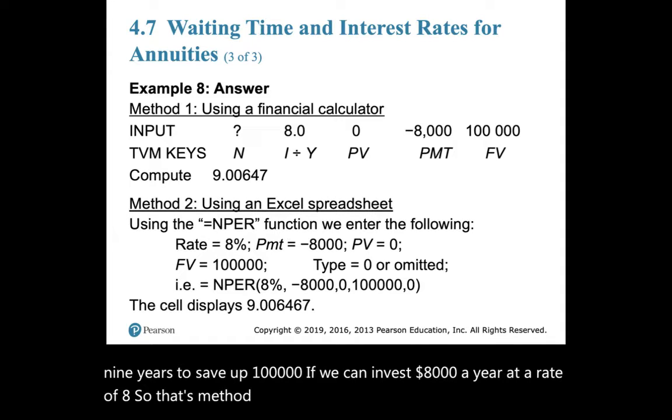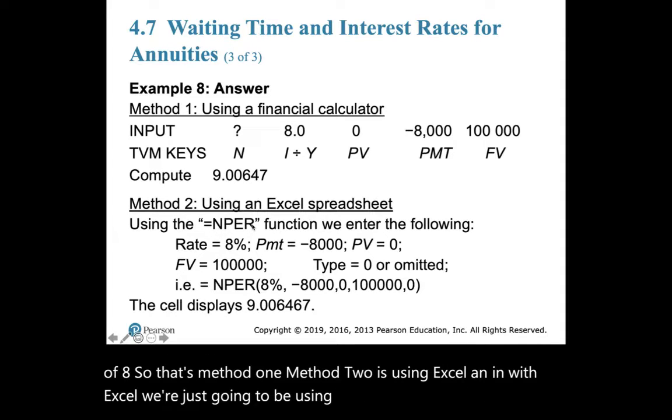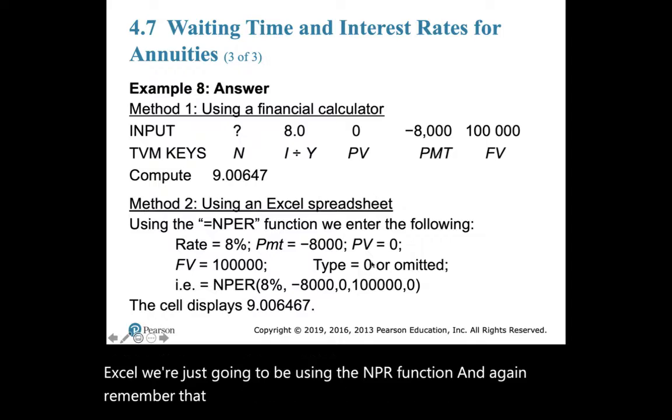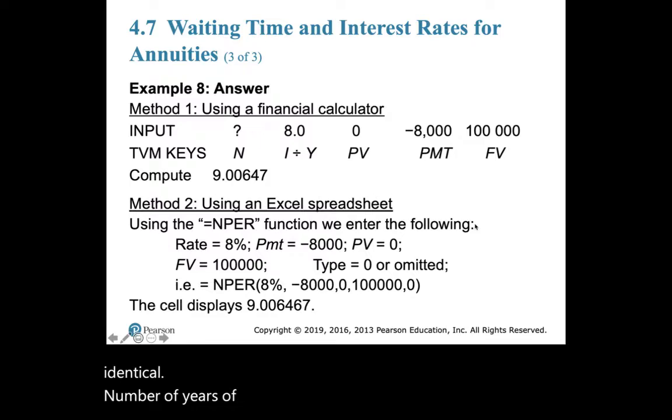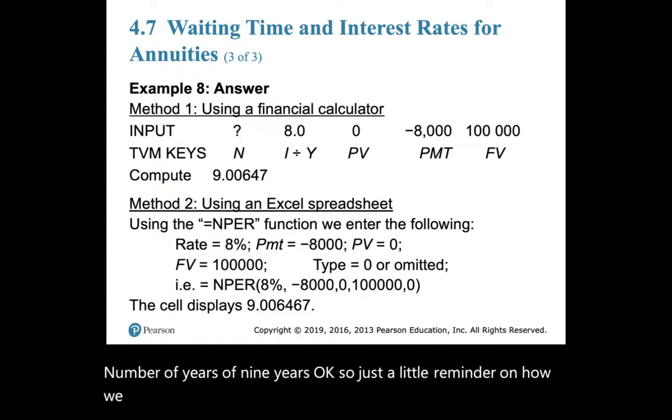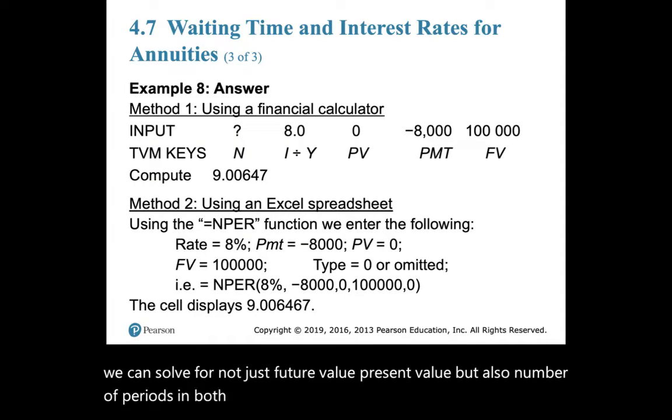Method 2 is using Excel. And with Excel, we're just going to be using the NPER function, okay? And again, remember that we use type 0 because we're using it at the end of the period. And in this case, we get the identical number of years, 9 years, okay? So just a little reminder on how we can solve for not just future value and present value, but also number of periods in both Excel and our financial calculator.